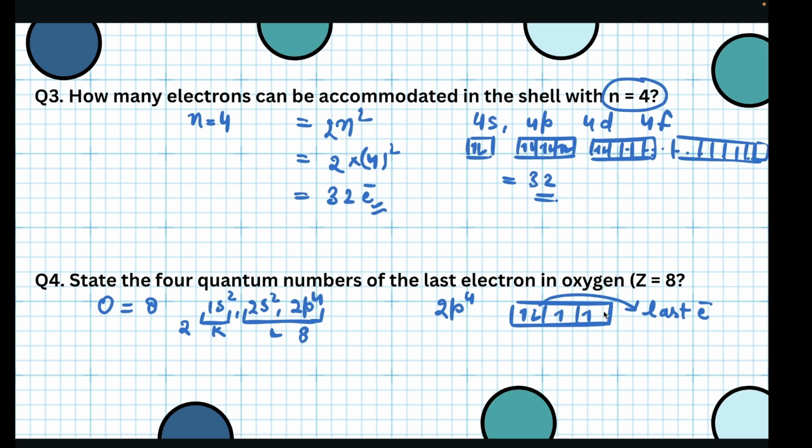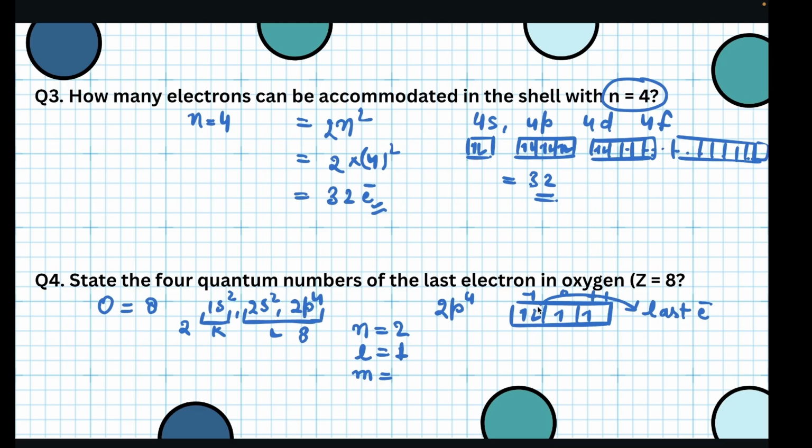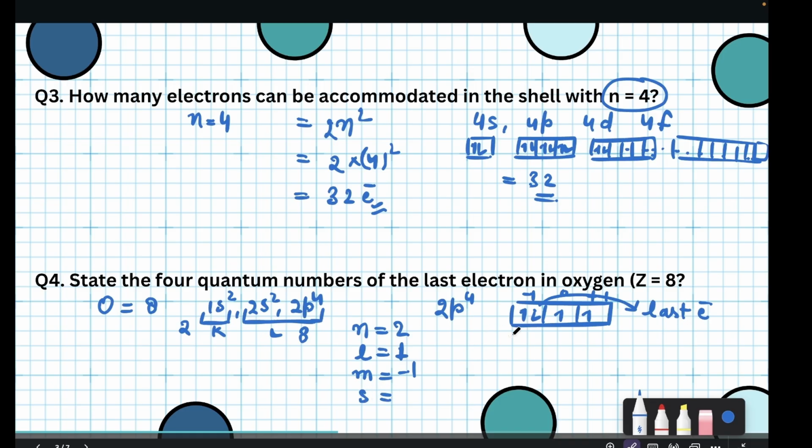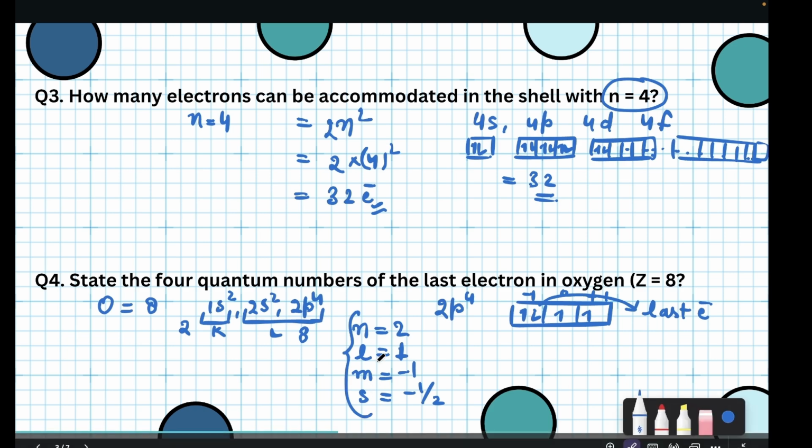So for this electron, the principal quantum number will be 2. The azimuthal quantum number for p is 1. The magnetic quantum number will be -1, 0, +1. So for the last electron, the magnetic quantum number will be -1 and the spin quantum number will be -1/2 because the last electron is anti-clockwise. So these are all 4 quantum numbers for the last electron.